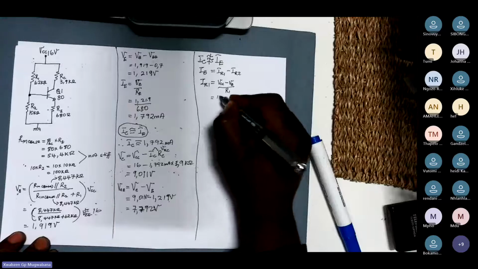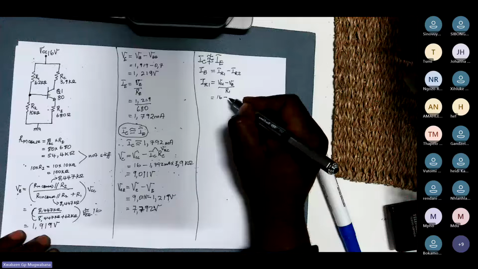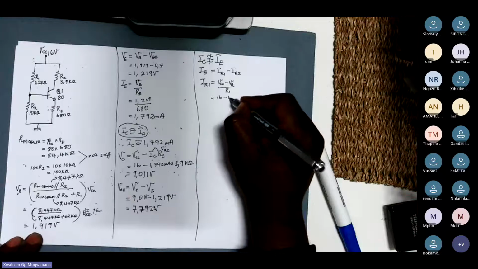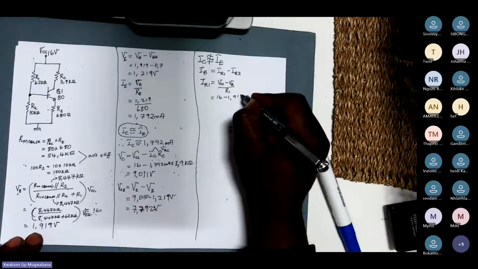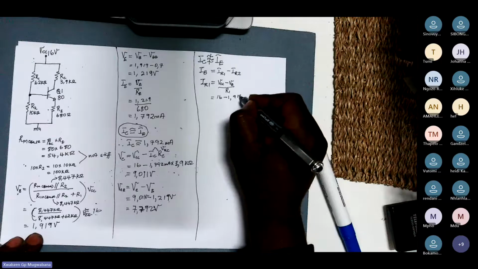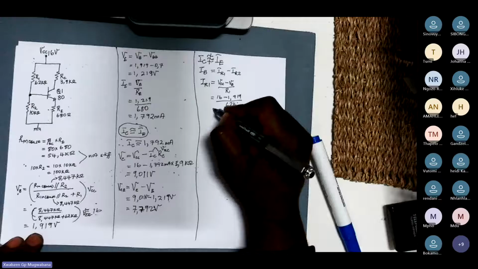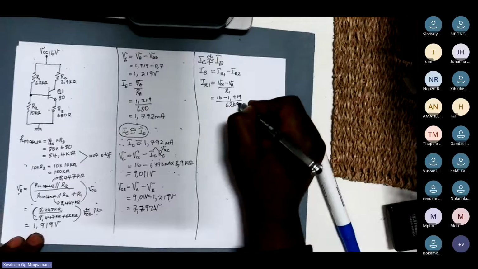What is VCC? It's 16 minus what is VB? VB is 1.919 divided by R1, which is 62 kilo ohms, which gives you what?